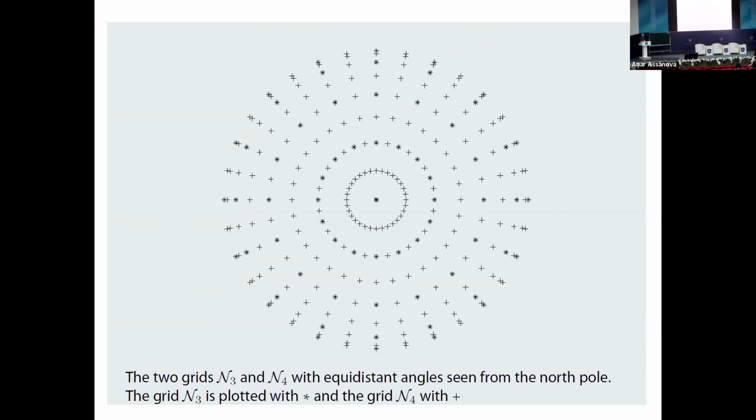Okay, here's a picture where you see levels 3 and 4, if you look from the North Pole onto the sphere, and how these points are located. They are somehow equidistantly placed on circles parallel to the equator, and you have a lot of points near the poles and fewer points near the parallels at the equator.